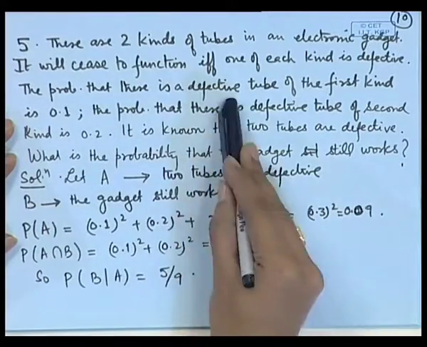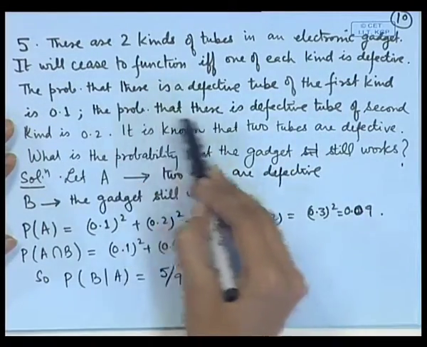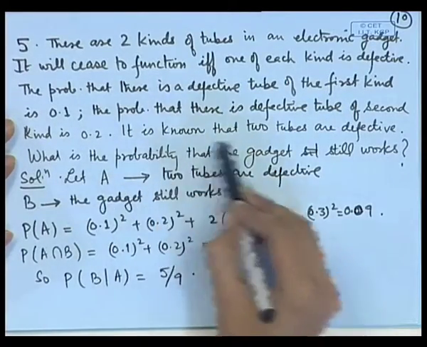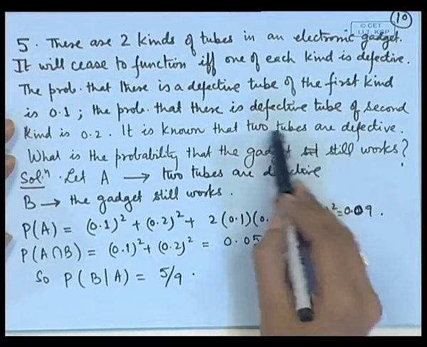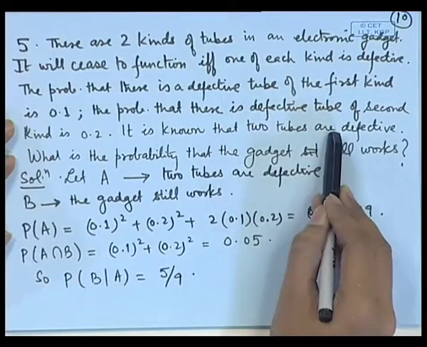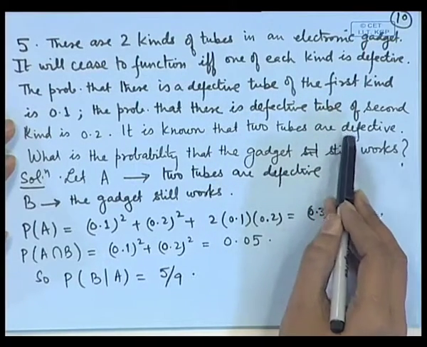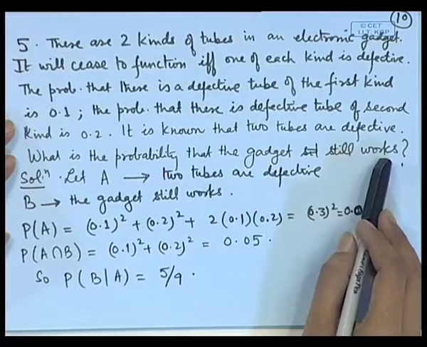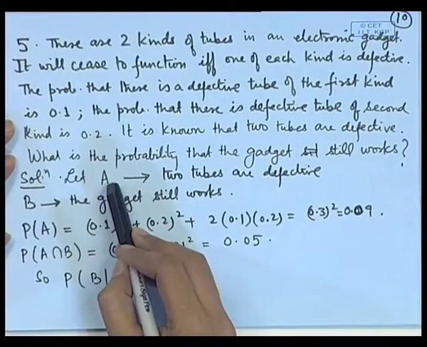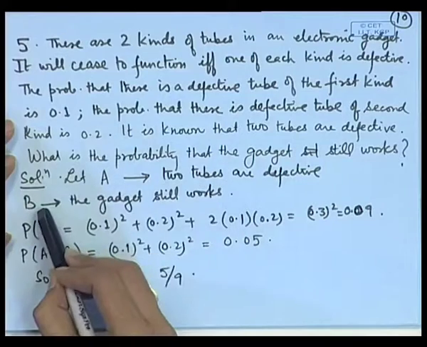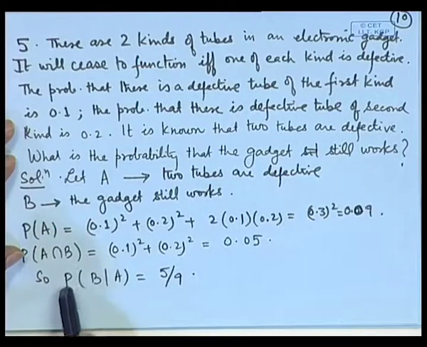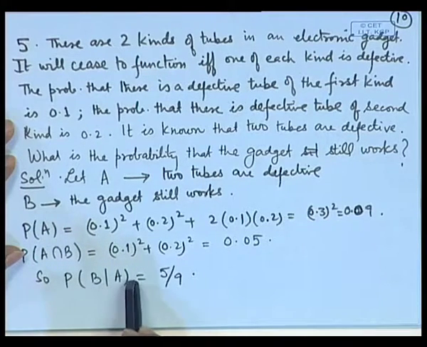The probability that there is a defective tube of the first kind is 0.1 and the probability that there is a defective tube of the second kind is 0.2. It is known that the two tubes are defective. Now, these two tubes could be any combination: both could be first kind, both could be second kind, one could be first kind defective, the other second kind defective, etc. So, what is the probability that the gadget is still working? Let us define the event A, that the two tubes are defective, and B is the event that the gadget still works. That means, we are interested in finding the conditional probability of B given A.